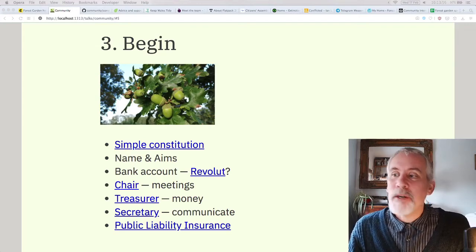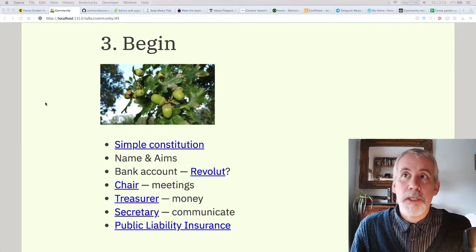Chris has asked, who owns the Forest Garden space? It's owned by the developer at the moment, so it makes for an interesting setup.